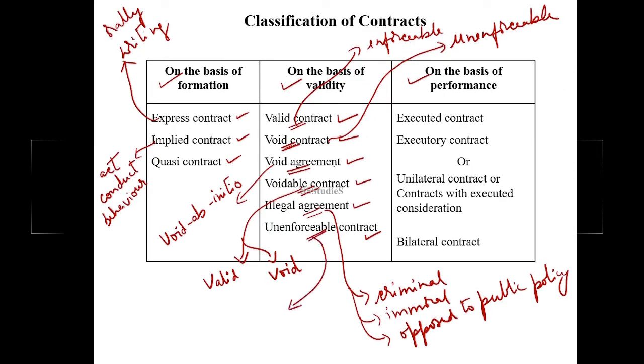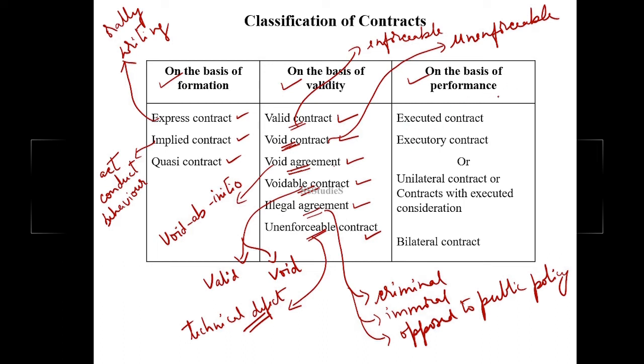Unenforceable contracts are those contracts which cannot be enforced in the court of law because of some technical defect in the contract itself. Take for example, if the signature on the document is missing, or in case the contract has to be on a stamp paper but it is not on a stamp paper, or if the document has to be registered and it is not registered, all these are technical defects which render the contracts unenforceable. It cannot be enforced in the court of law because of such technical defects.